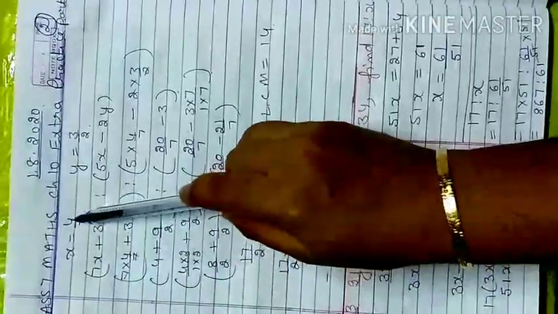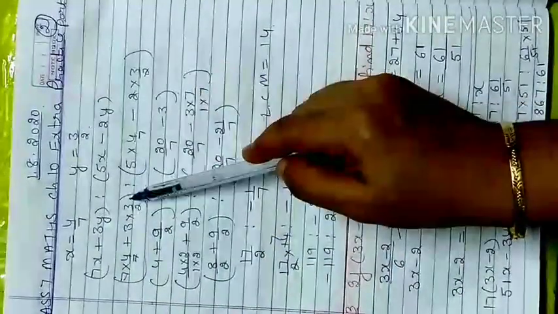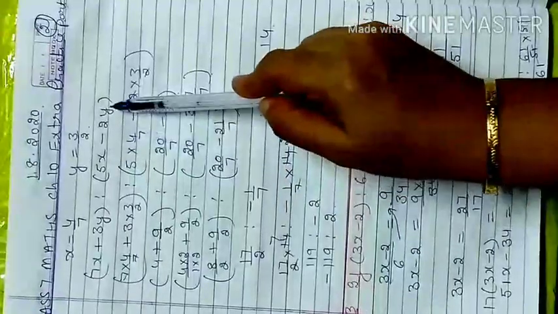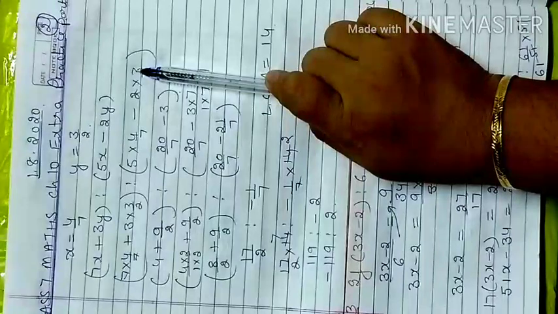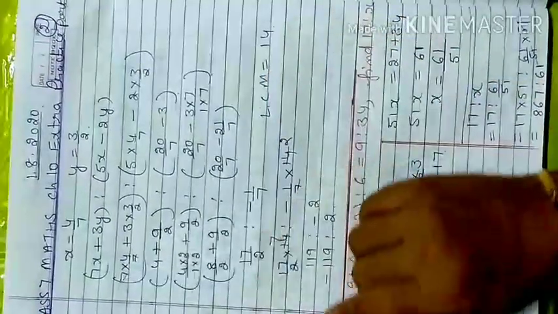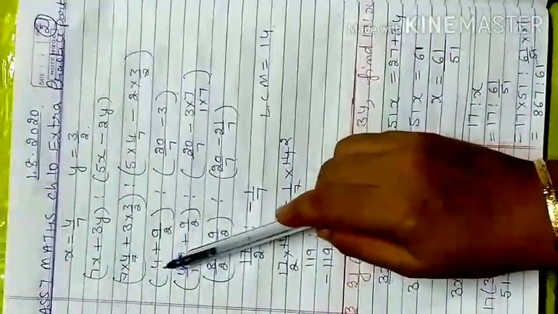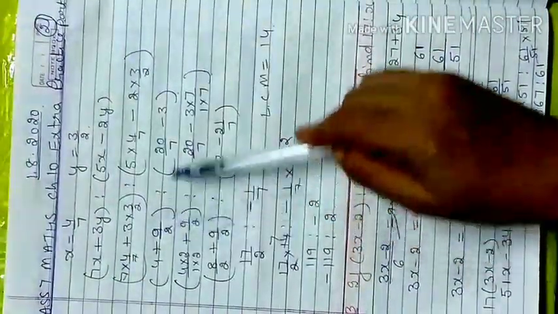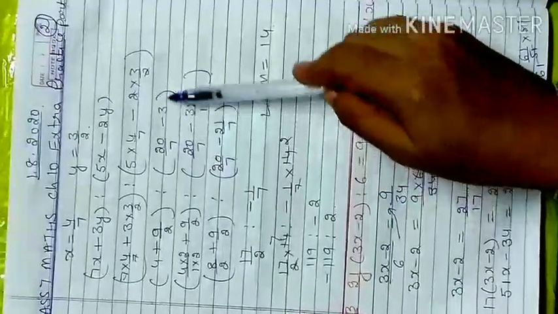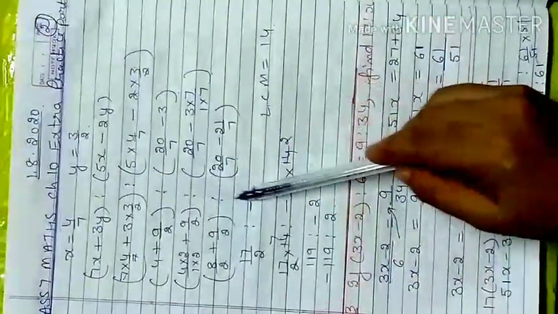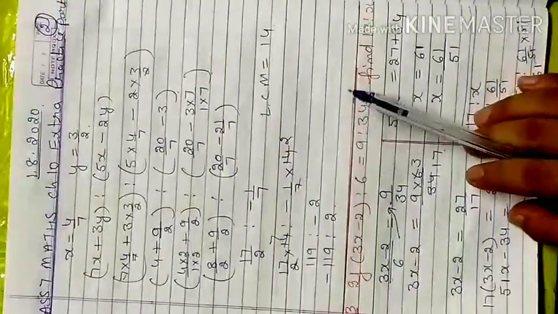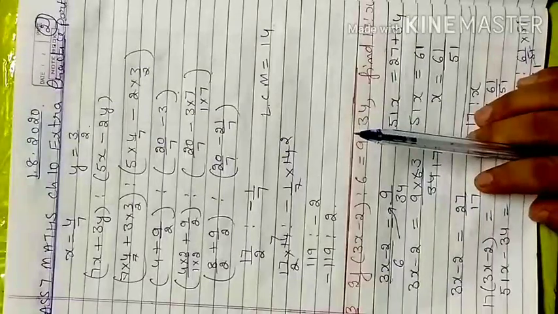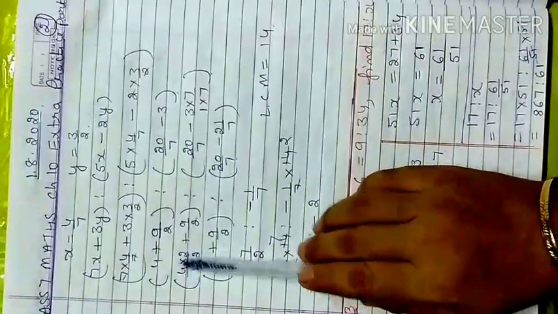In place of x you will replace 4 by 7, in place of y replace 3 by 2. If any term is cancelled in the multiplication of the terms, you can cancel, like here 7 will be cancelled and here 2 will be cancelled. So what is left? 4 plus 3 into 3, 9 by 2, 4 into 5, 20 by 7 minus 3. Now just keep it, don't remove the ratio, because we need the answer still in ratio form. We just have to remove the denominator in this.